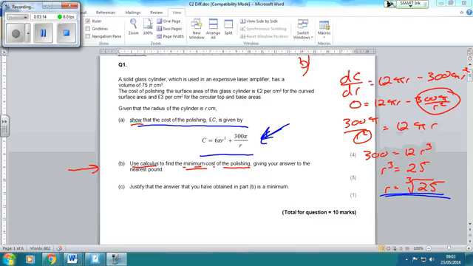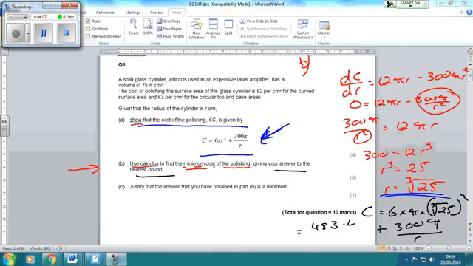So we then write down that the cost equals 6 times pi times the cube root of 25 squared plus 300 pi over r. And what I'm going to do is do that on my calculator. So just bear with me whilst I do that. So 6 times pi times cube root of 25 squared plus 300 pi divided by our value. And it says give your answer to the nearest pound. So if I do that, I get 483.48 in pounds and pence, which to the nearest pound is 483 pounds.